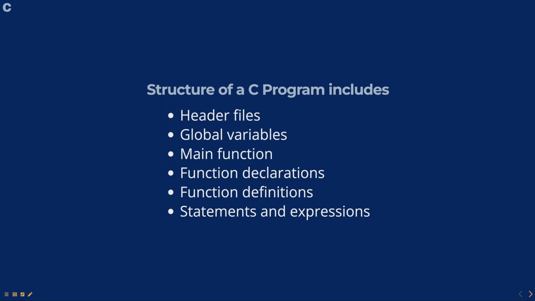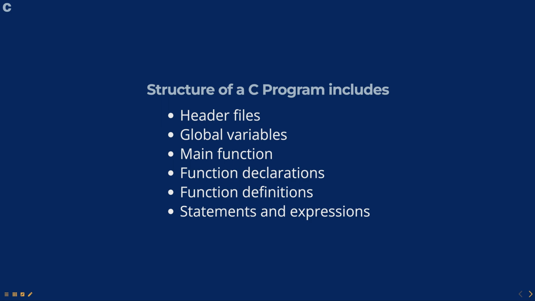Header files. These are files that contain declarations of functions, variables, and other constructs that are used in the program. They are included at the top of the program using the preprocessor directive #include. Some common header files in C are stdio.h, string.h, stdlib.h, etc.